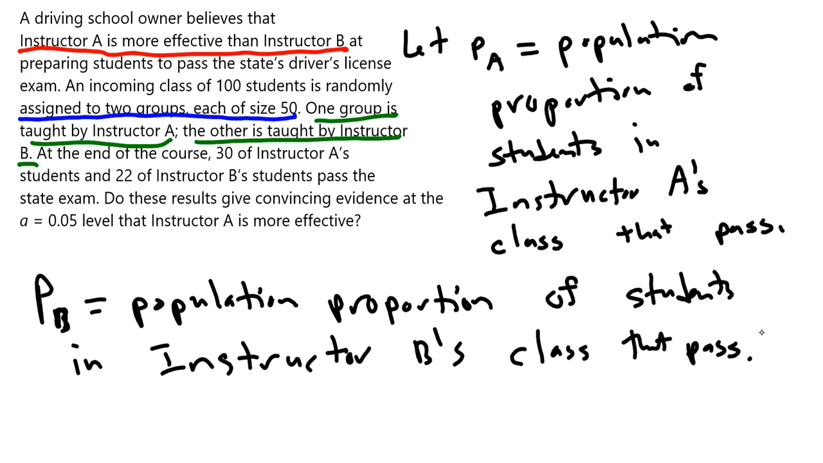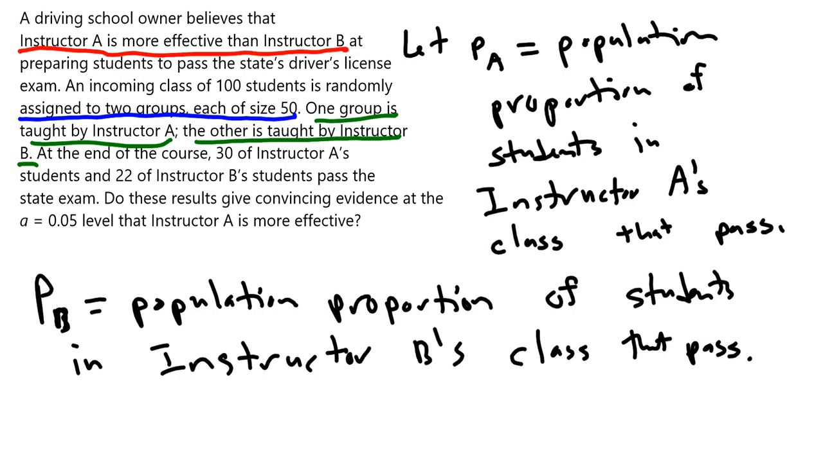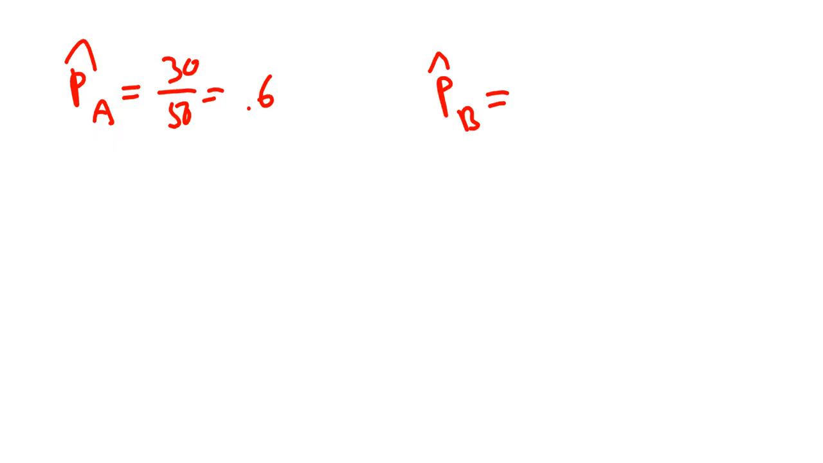So let's give those things names, this 30 out of 50 proportion. That's called p hat sub A, the sample proportion of instructor A students who passed. And it was 30 of them out of 50. You divide that, you get 0.6. And we're comparing that sample proportion to p hat sub B, which was, if I look at the previous page, 22 out of 50, which is really 0.44.